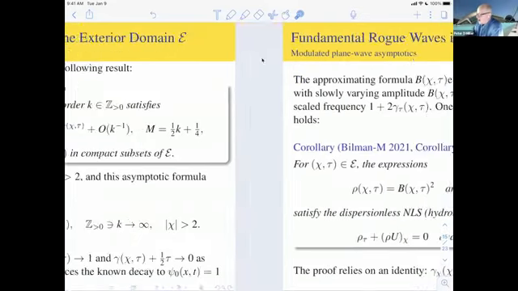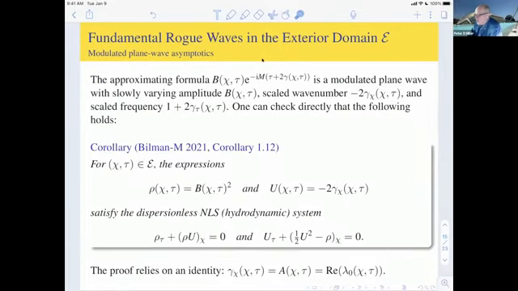All right, so this approximating formula that I just told you about, this amplitude and phase here, this is a modulated plane wave, and it's got a slowly varying amplitude. This b is a slowly varying amplitude. After rescaling by m, it's got a wave number, which is -2 times the chi derivative of gamma. And the frequency is, okay, 1 plus 2 times the tau derivative of this phase gamma. And so one can check directly from a computation that the following corollary is true.